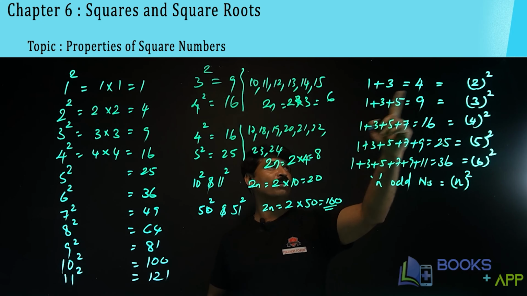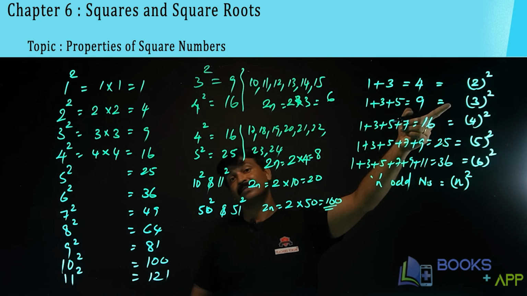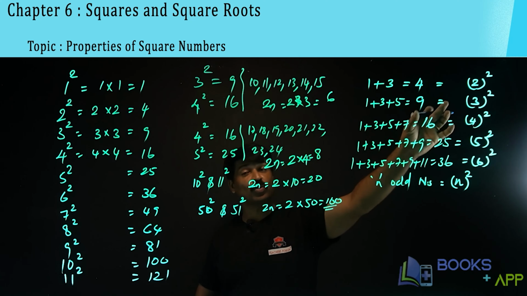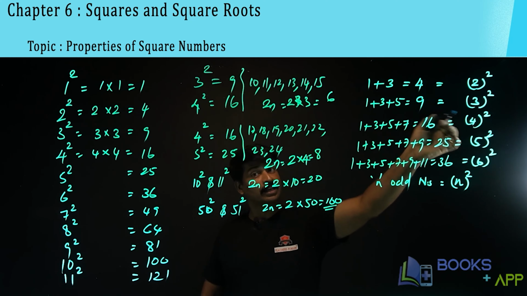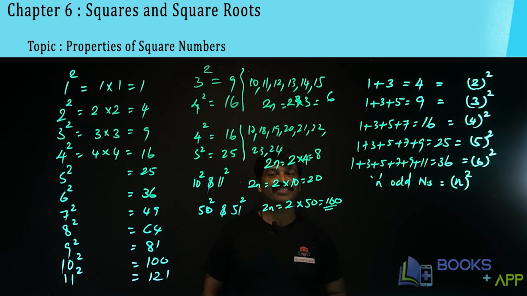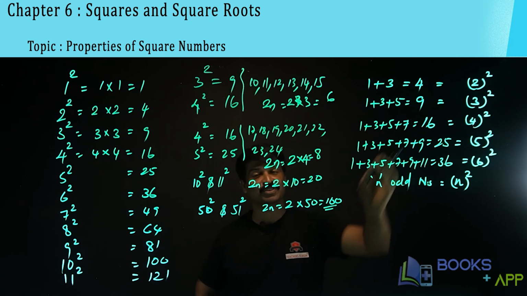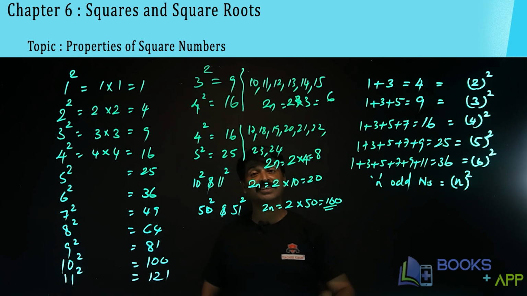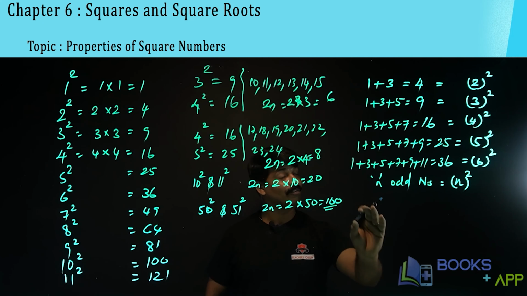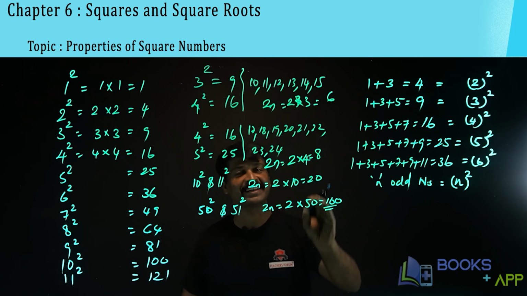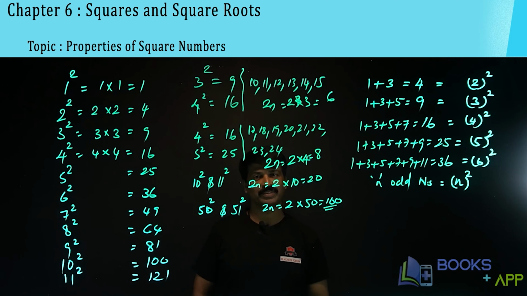If you take one odd number, its sum will be 1. If you take 2 odd numbers, 2 square, that is 4. If you take 3 odd numbers, 3 square, 9. If you take the first 4 odd numbers, its sum will be 4 square. If you take the first 5 odd numbers, sum will be 5 square. If you take the first 6 odd numbers, sum will be 6 square. If you take the first n odd numbers, its sum will be n square. That is another property. I think it is clear. It's very interesting, isn't it?